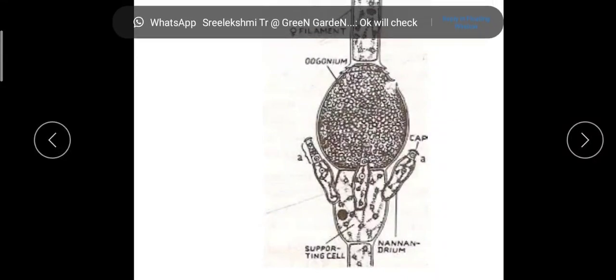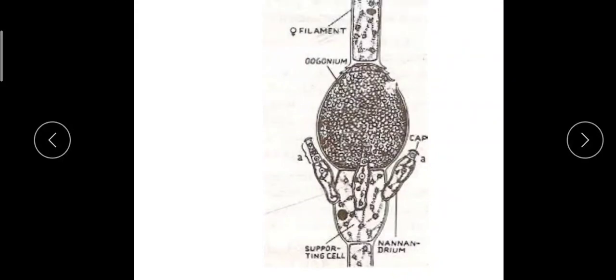Here the sexual process begins with the formation of androsporangia. Androsporangia are the structures which produce androspores, and these androspores are liberated into water and swim to the oogonium and germinate there to form a dwarf male filament, or nandrium.